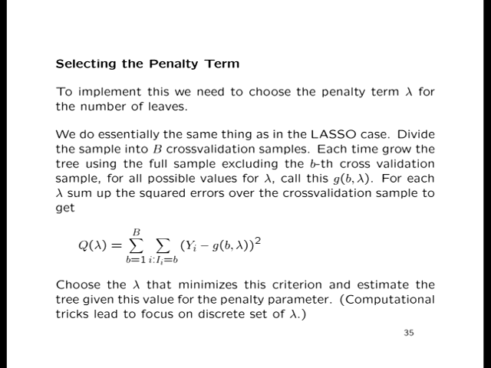Now, to implement that, we again need to choose the amount of regularization, the penalty term lambda, and the conventional thing to do in this literature is to do cross-validation. So again, we divide the sample into, say, 10 cross-validation samples. Each time we estimate the tree using all the other data other than the B-th cross-validation sample. We do that for all values of lambda. Then for all values of lambda, we sum up the squared residuals over the cross-validation sample, and then we choose the lambda that minimizes this criterion over all values of the regularization parameter.